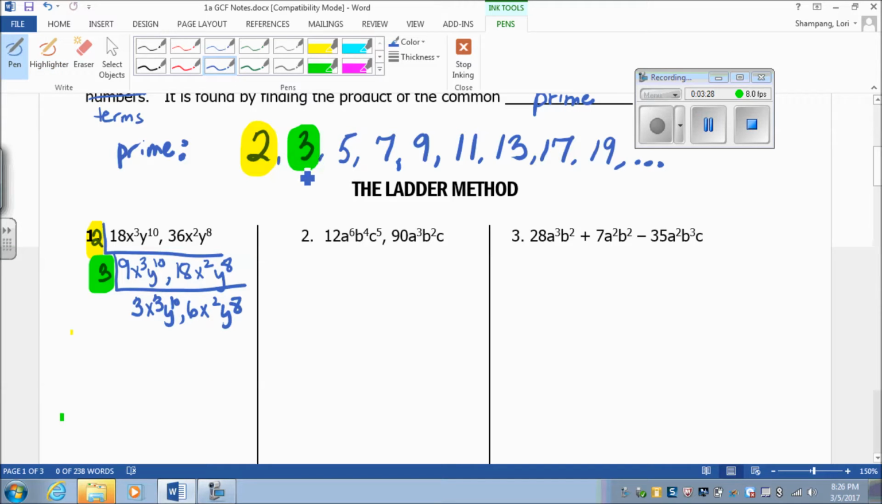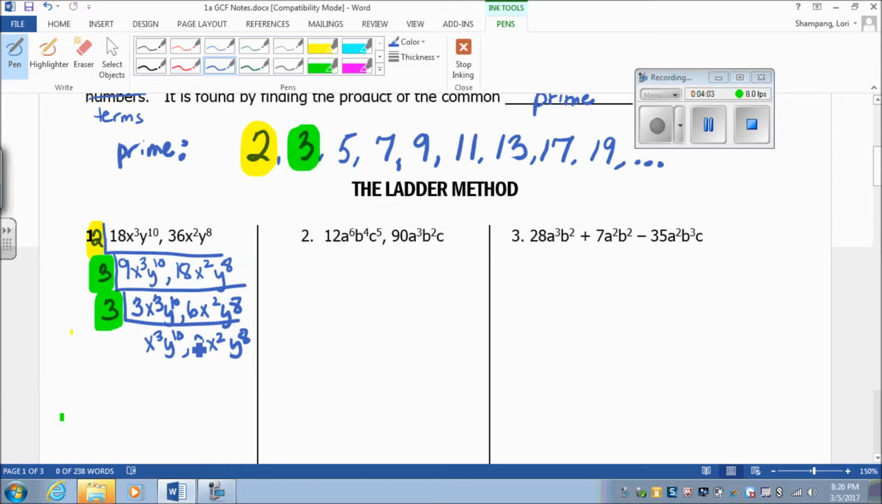Well, I can go back and use the number 3 because 3 and 6 are both divisible by 3. So let's put a 3 out here. I'm just going to highlight that to show that's one of our lowest prime numbers that will go into both 3 and 6. So 3 divided by 3 is 1, so I'm just going to lose my coefficient. So I have x to the third, y to the 10th. 6 divided by 3 is 2. We have 2 x squared y to the 8th. Now, we have factored out all of the prime numbers.